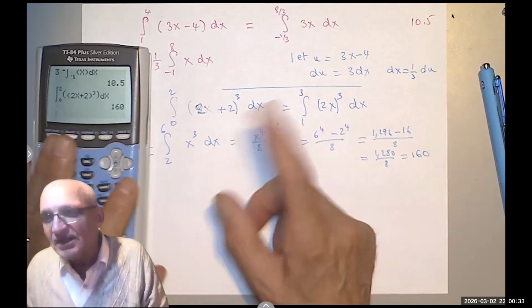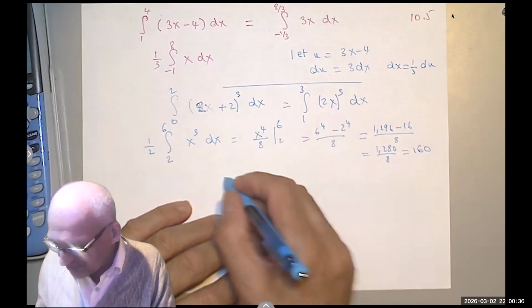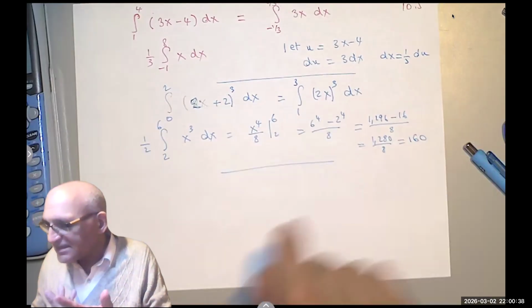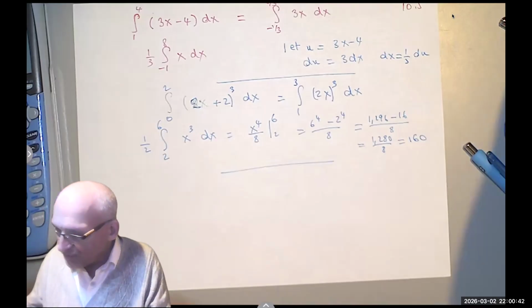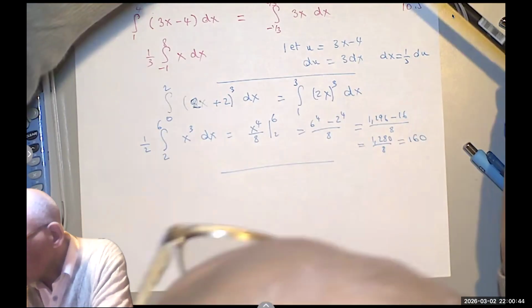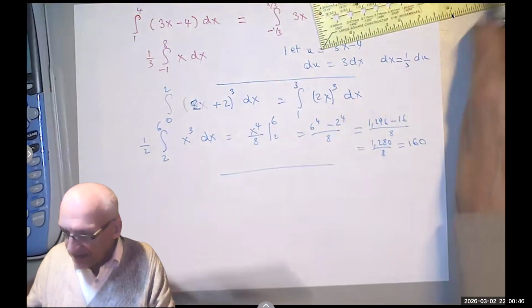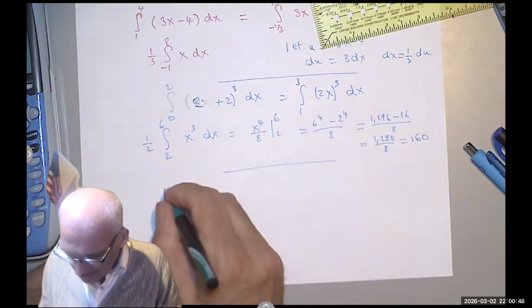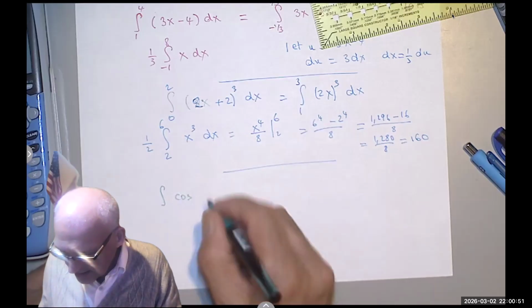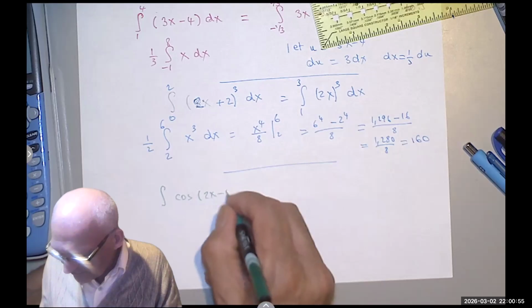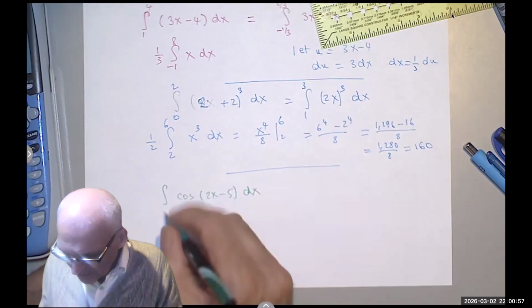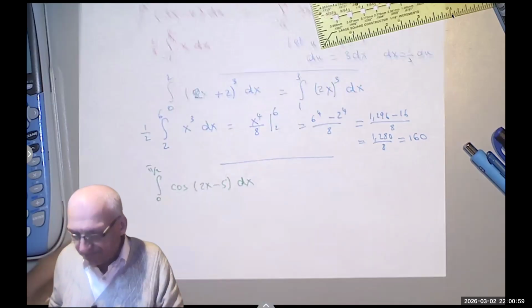Okay, maybe one last one so it won't be boring for you. But this time, let's pick something. Okay, let's do this. Let me take a function, let's say cosine, let's make it weird. Cosine 2x minus 5 dx going from 0 to pi over 2.